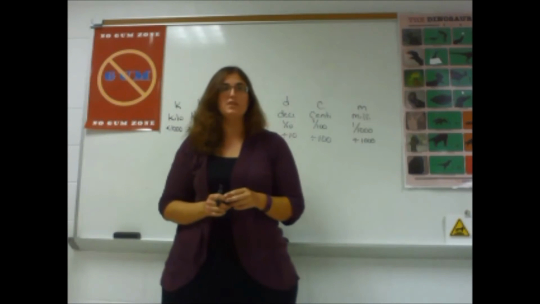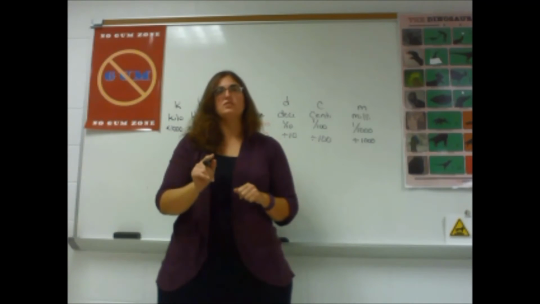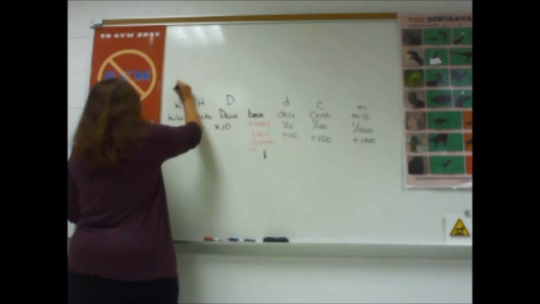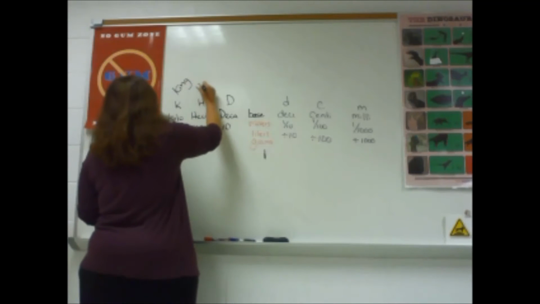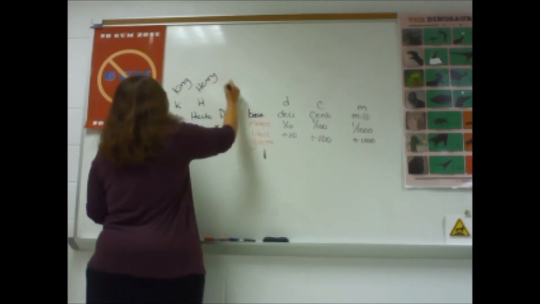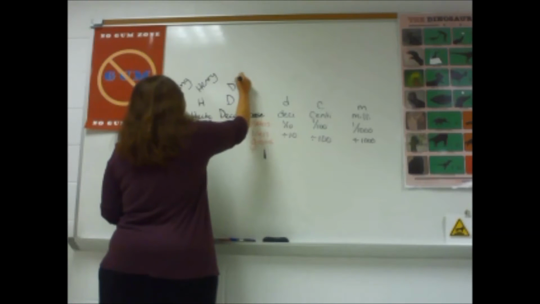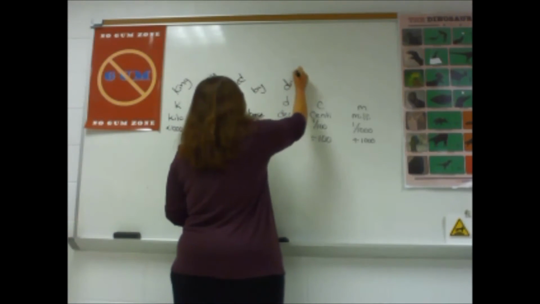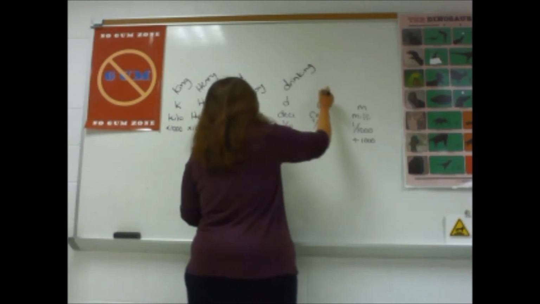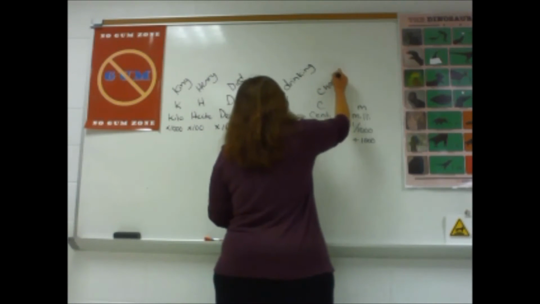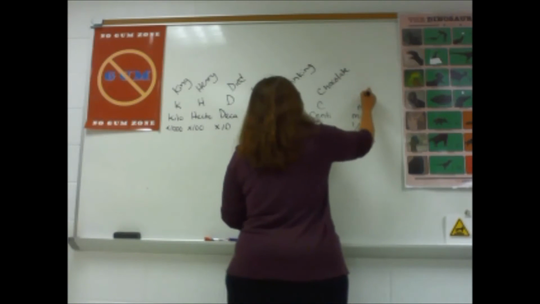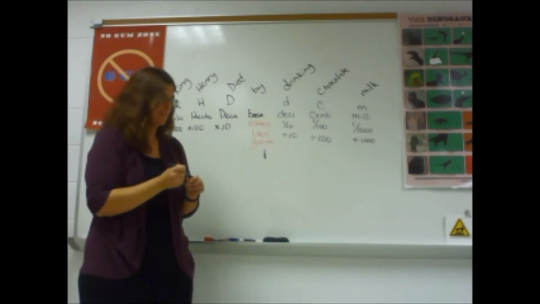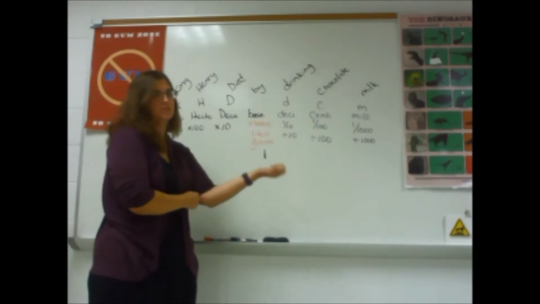Now, is that going to be super easy to remember? Probably not. So what we've done is we've come up with a way for you to remember. King Henry died by drinking chocolate milk. Okay? So if you remember that sentence, you can remember what order your bases go in.